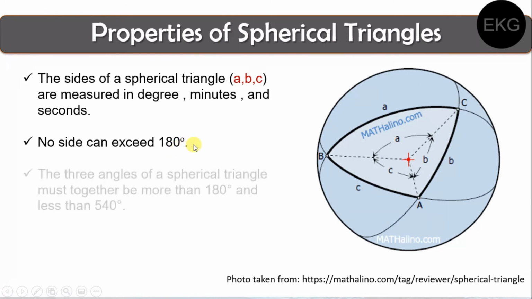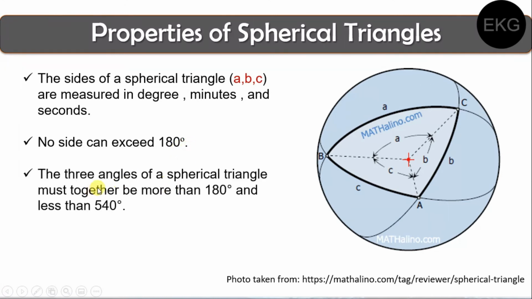The next property is the three angles of a spherical triangle must together be more than 180 degrees and less than 540 degrees. Mas madali natin itong maintindihan in equation form. So ang sinasabi lang dito sa third na property is that pag inadd natin yung angle A, B, at saka C, kailangan yung sum or total, mas malaki siya sa 180, pero less than siya ng 540.